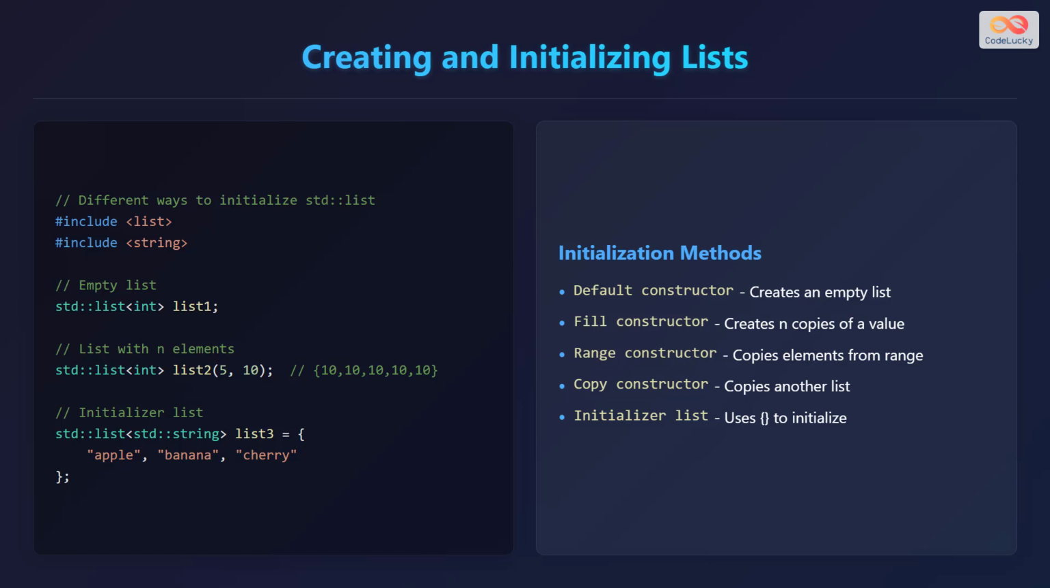The fill constructor creates n copies of a value. The range constructor copies elements from a range. The copy constructor copies another list. Lastly, the initializer list uses curly braces to initialize the list.